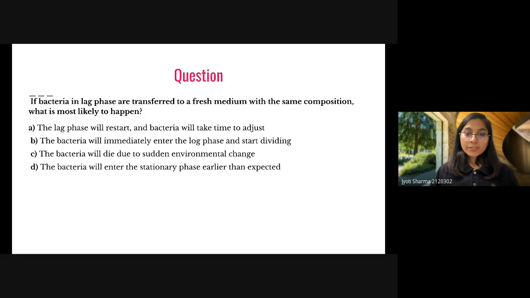So the condition is only that we had a fresh medium, and in that fresh medium the bacteria were in lag phase, but we transferred these bacteria into another medium, and that medium also had the same composition. So what kind of impact will it have on the growth of the bacterial cell?